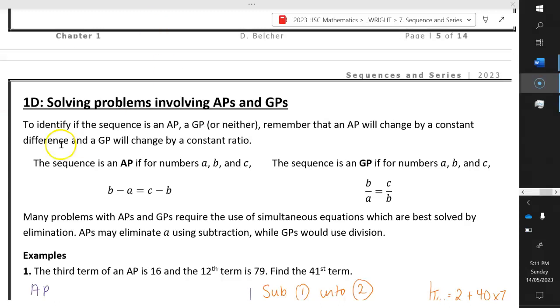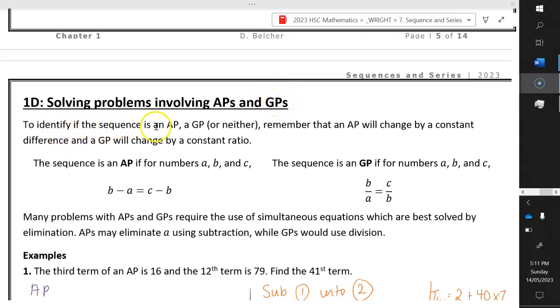Hi Year 12. Today's video is going to have a look at 1D and it's going to be looking at solving problems involving APs and GPs. So if you're not sure what an AP or a GP is, that means you need to go back and have a look at exercise 1B and 1C. APs are arithmetic progressions, GPs are geometric progressions.